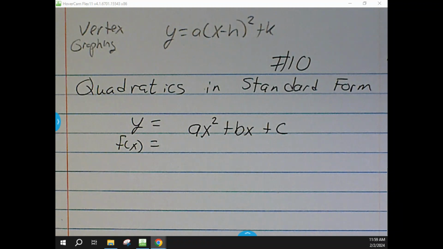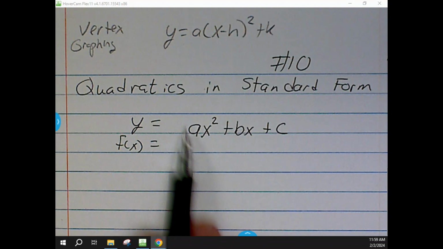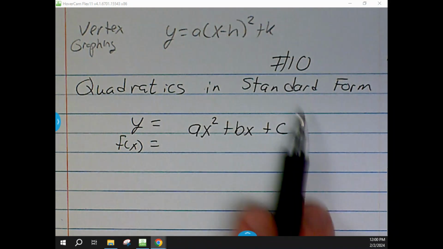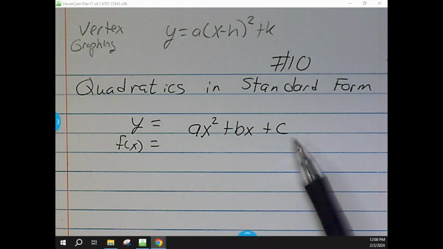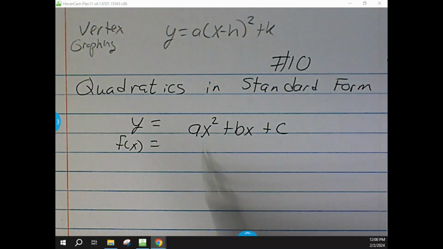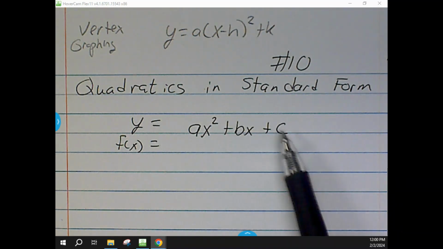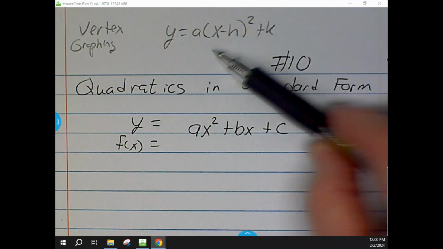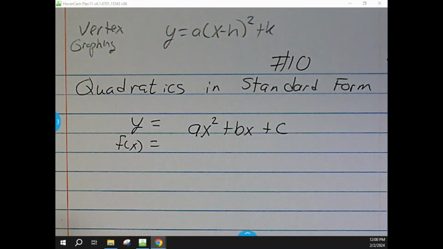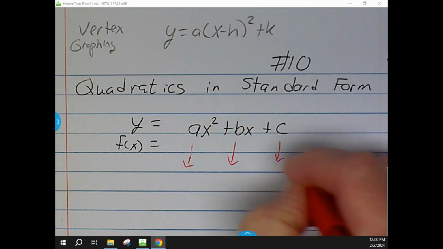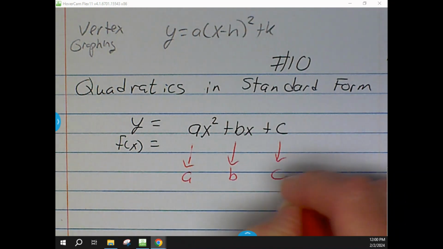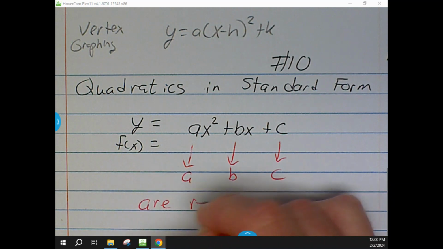All right, so what we're going to have to do is take something that looks like this, and we're going to rewrite it so it looks like this, so we can figure out what the vertex is going to be. Because the way it is right now, we don't have any parentheses. We've got all this extra stuff back here. We don't know what the vertex is. So again, we're going to take this, rewrite it, make it look like this, so we can figure out what our vertex is going to be. Because if we can get the vertex, everything else after that is going to be really easy. So the A and the B and the C that we have here, those are all real numbers.